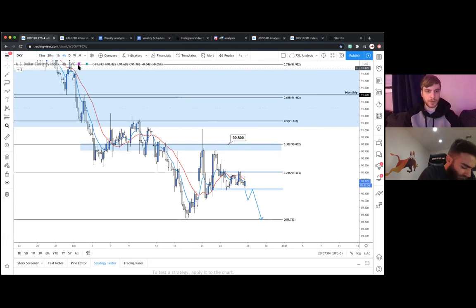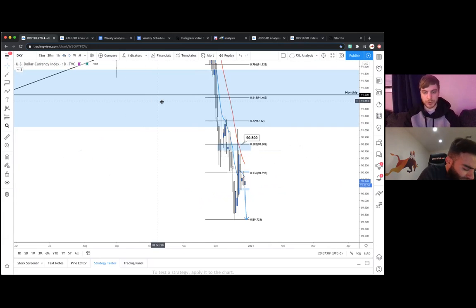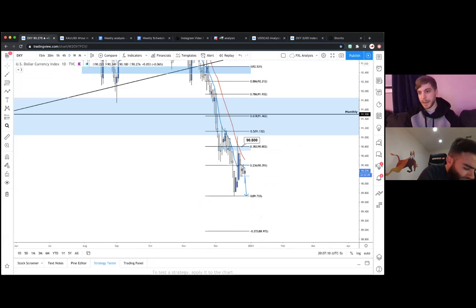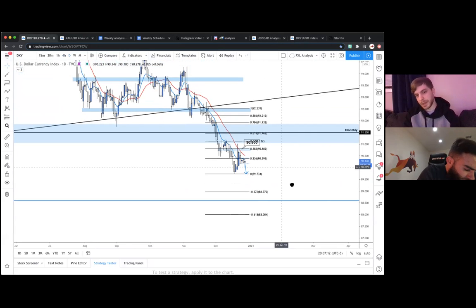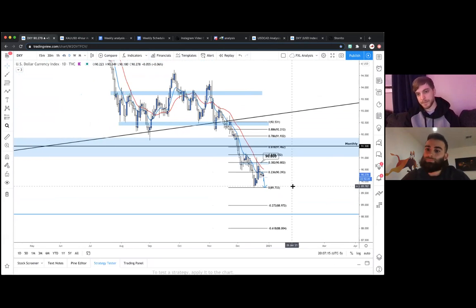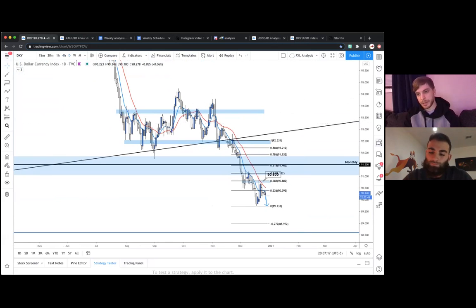To start off this week, we have DXY, which is just the dollar index. It's literally just showing you the strength of the US dollar. We're going to jump up time frames to get an overall view of the trend here and then make some decisions based on that.